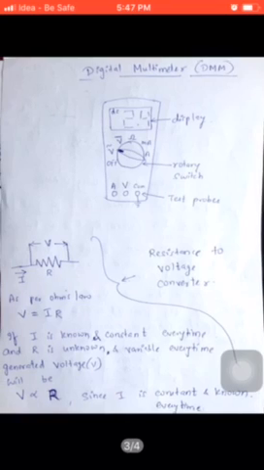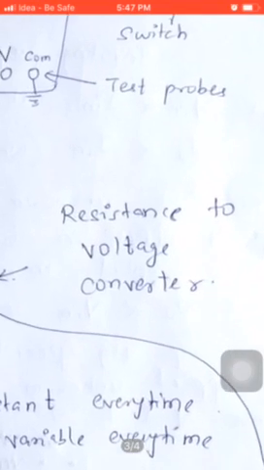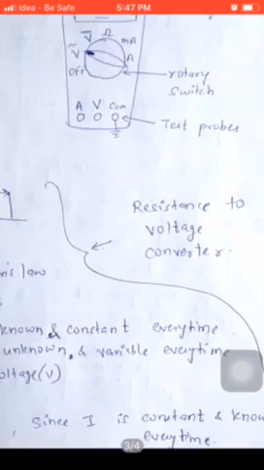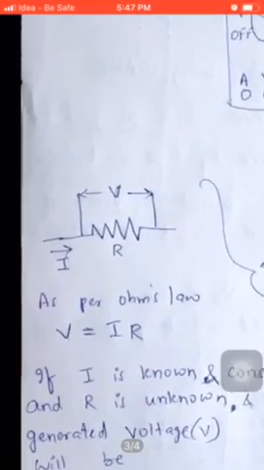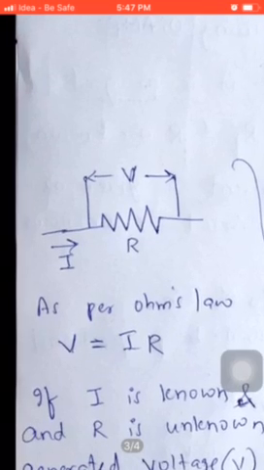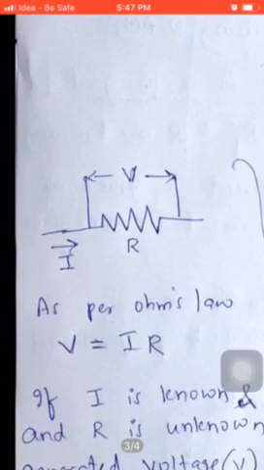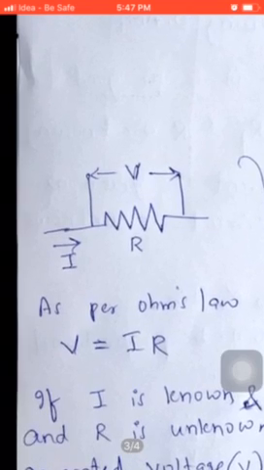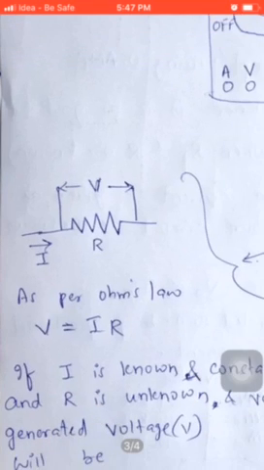Okay. Now I would like to tell you something about the resistance to voltage converter. Now what exactly is a resistance to voltage converter? Suppose I have a resistor, and of course, as you know, in a resistor we can apply Ohm's law, where V = IR. Which means that suppose I have a known current I.